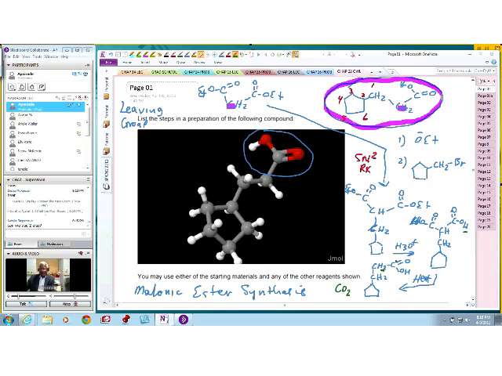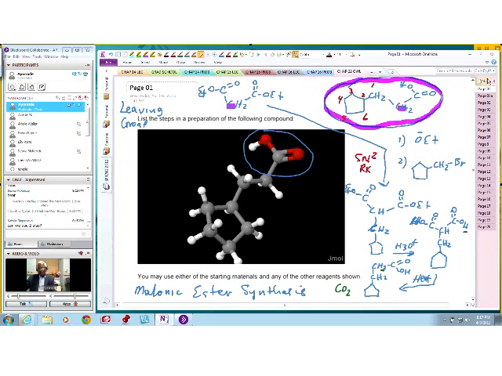This hydrogen here. So what that tells us is that at the end of the Malonic Ester Synthesis, you must have an alpha hydrogen. In other words, the alpha carbon, that is the carbon that is attached to the carboxyl group, must always contain a hydrogen atom. Okay?